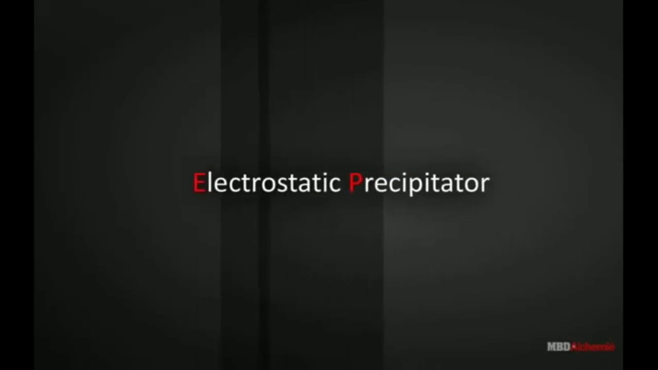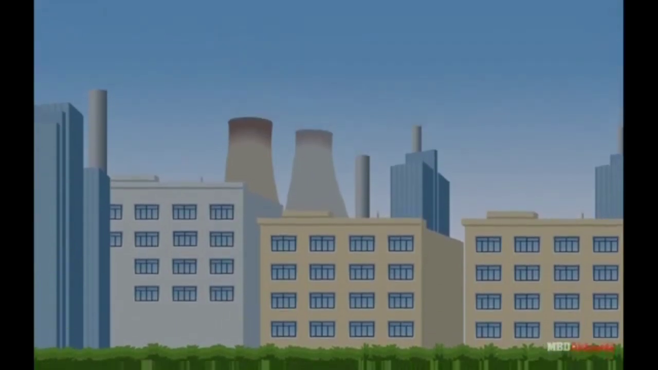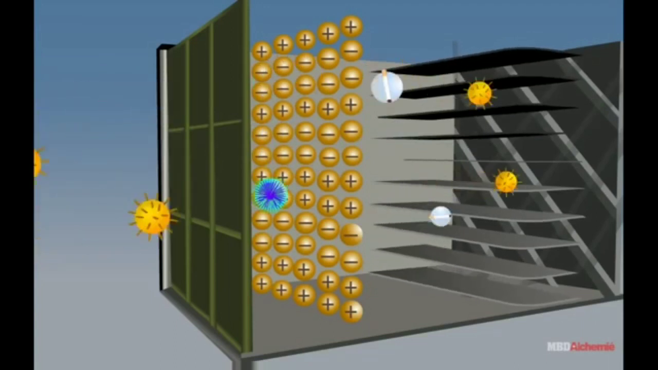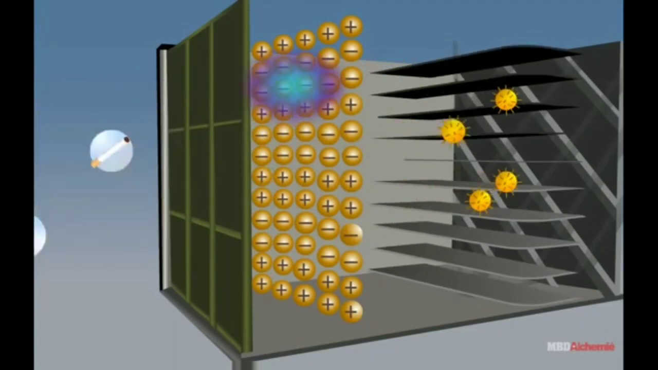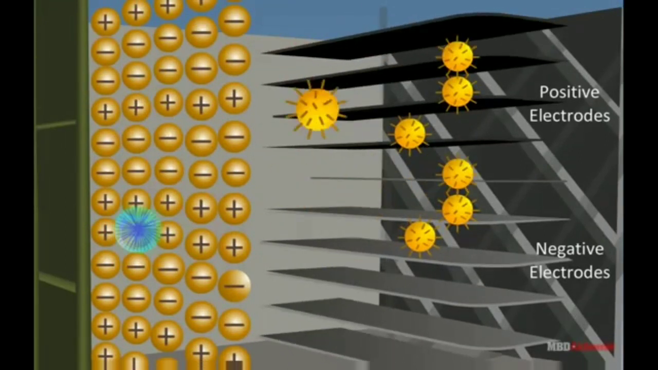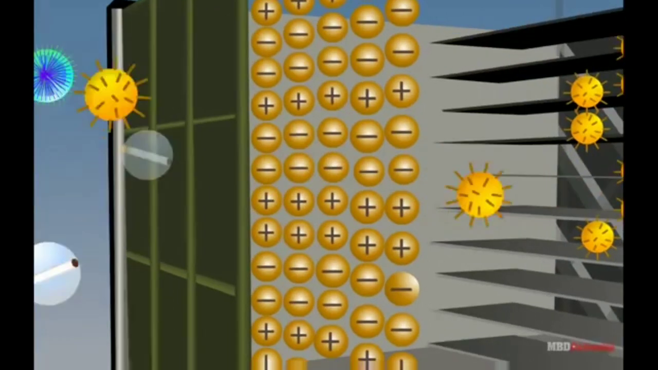Electrostatic precipitator. The carbon and other dust particles released in the atmosphere from industries are removed by an electrostatic precipitator. In this method, 2 electrodes are fitted against the inside walls of the smokestack. When high voltage is applied, an electric discharge takes place.